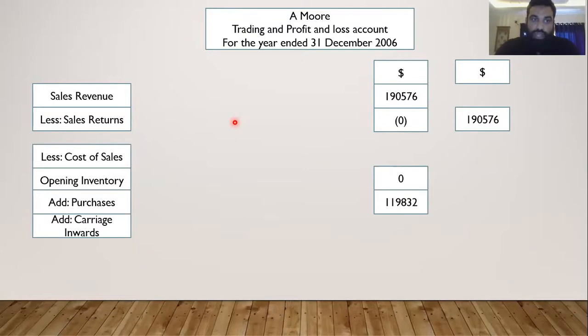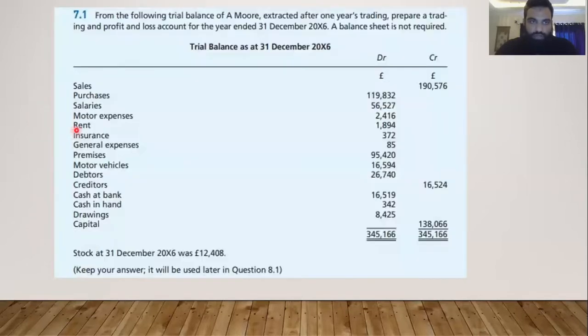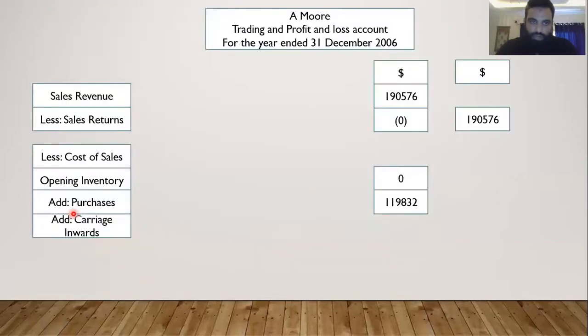After purchases, I will add carriage inwards, the transportation cost that I incurred when I bought these goods. Again, I will have to go to my trial balance and see if I have carriage inwards or not. I don't have carriage inwards. Fine, it's 0. I'll just put carriage inwards and write 0 in front of it. See, if you notice, the sequence, the formula, everything is in my mind. So I have every possibility in my mind.